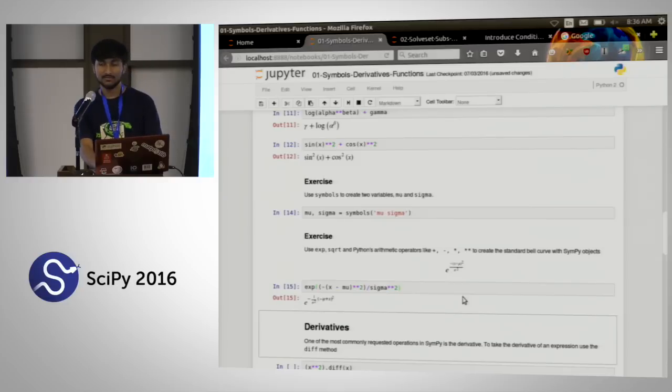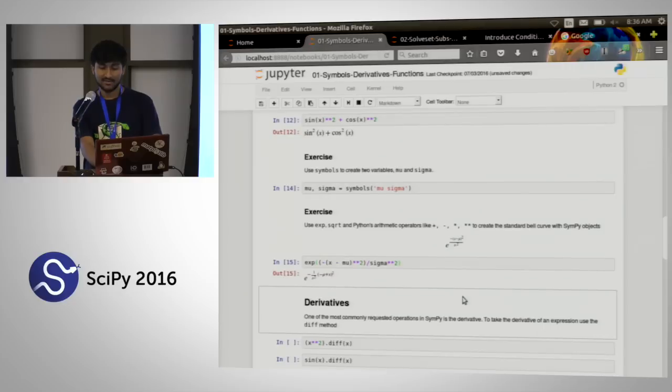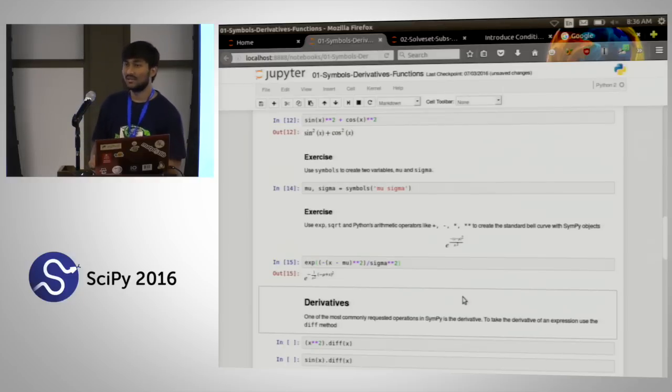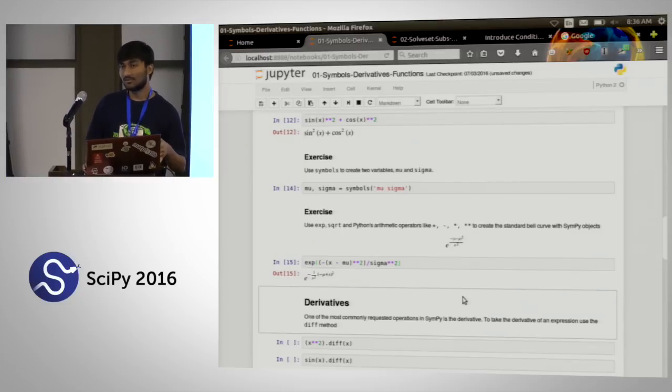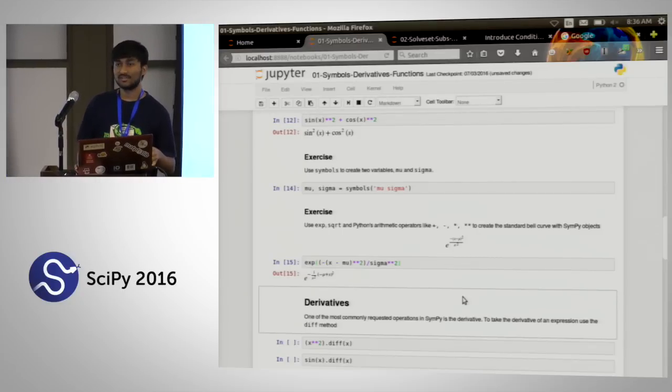Does that look like a bell curve? No, you can't actually. This is canonical printing. Like I told you earlier, the SymPy expressions are stored as trees, so you need some kind of ordering in that to do things efficiently. And the printing is based on that order only.